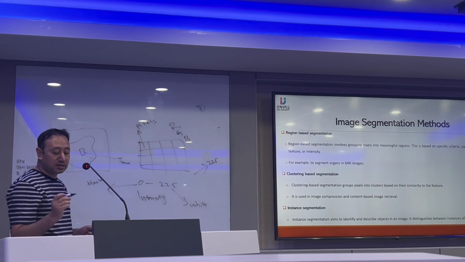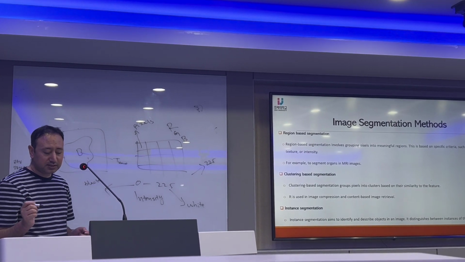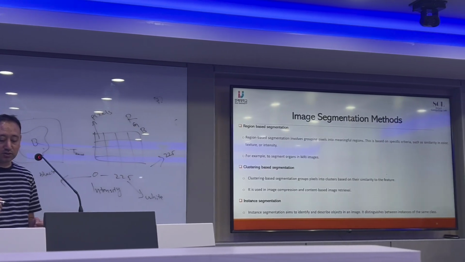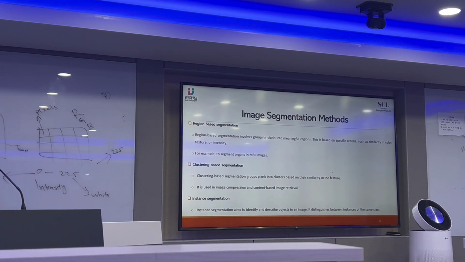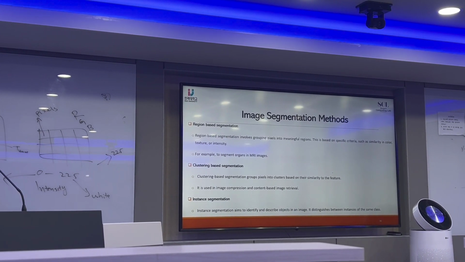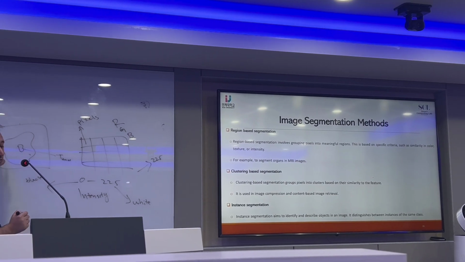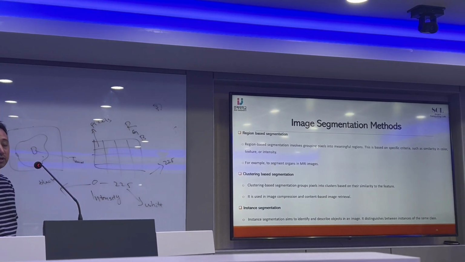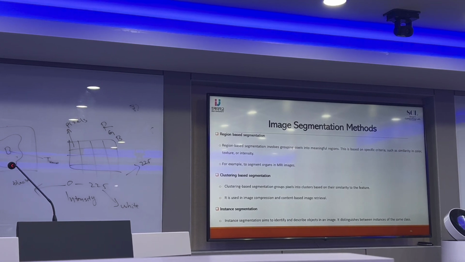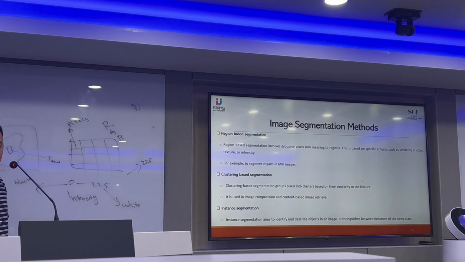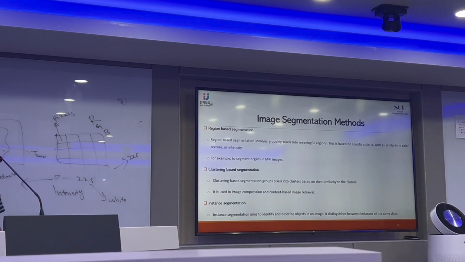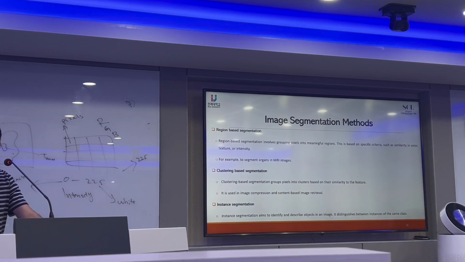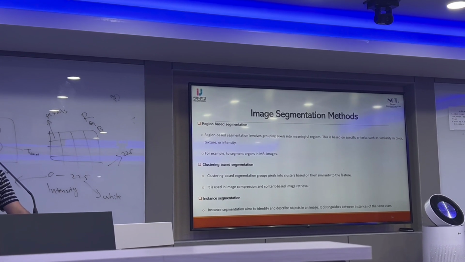And also clustering-based segmentation. Clustering-based segmentation groups pixels into clusters based on their similarity. It is a little bit similar to region-based segmentation, but a little bit different, based on the similarity of the features. But region-based segmentation also considers the texture, intensity and color of the images.